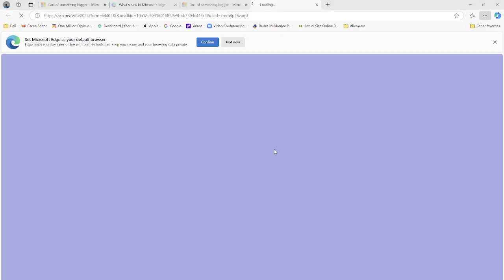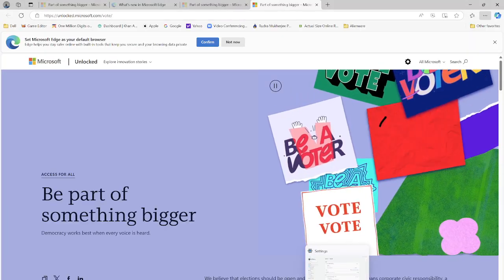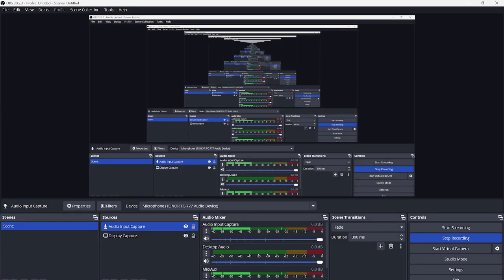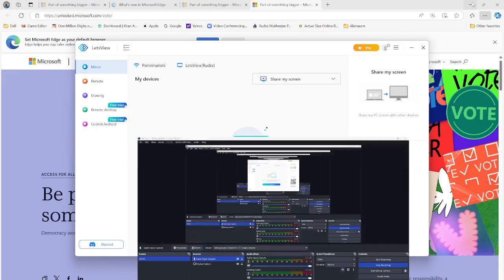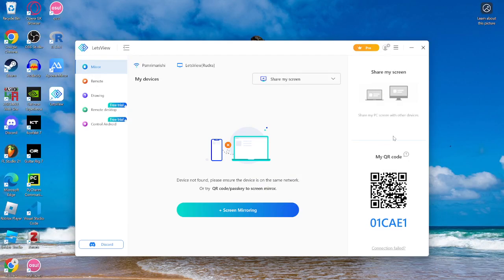Oh my god, the recording. Just hold on. Recording crashed. Just give me 1 second. Should be able to fix this.